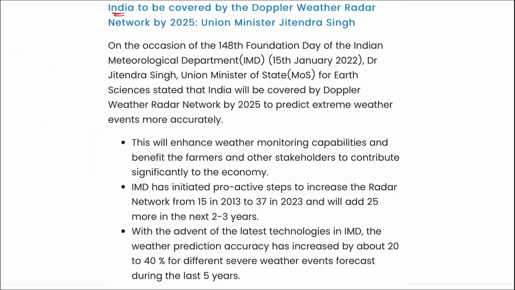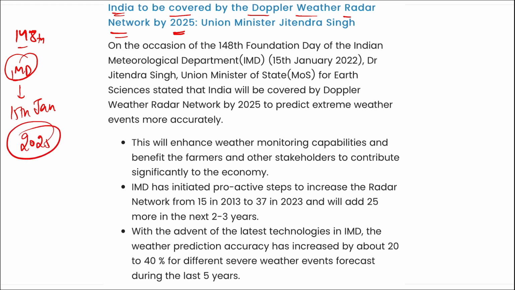Next, remember India to be covered by the Doppler weather radar network by 2025, as per Union Minister Jitendra Singh on the occasion of the 148th Foundation Day of IMD, that was on 15th of January. Dr. Jitendra Singh, who is our Union Minister of State for Earth Science, stated that India will be covered by Doppler weather radar network by 2025. All right, highly important. Question can be asked by what year it will be covered, by what, and why: this will be covered in order to predict extreme weather events.